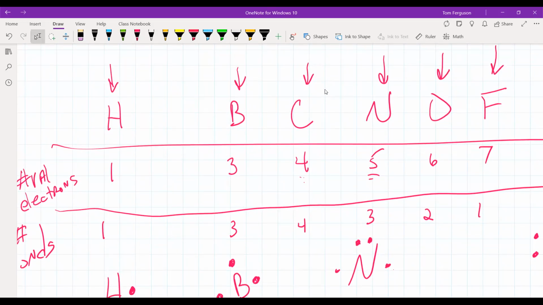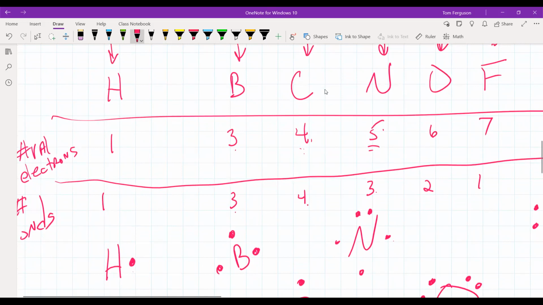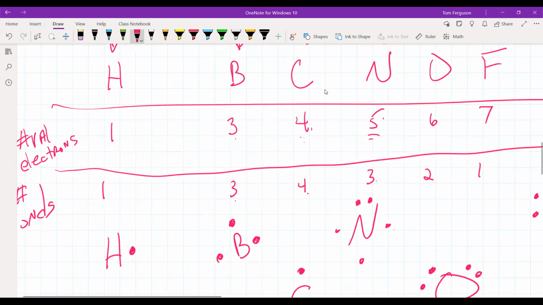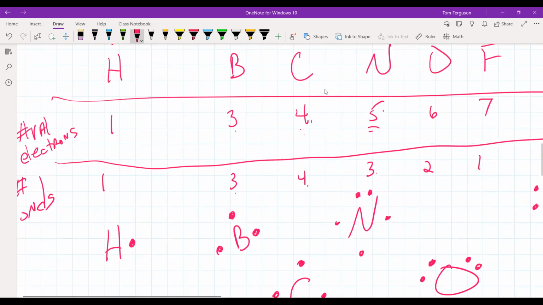So hydrogen has 1 singleton, number of bonds is 1. Boron has 3 singletons, 3 bonds. Carbon's got 4 singletons, 4 bonds. Nitrogen has 3 singletons, 3 bonds. Oxygen's got 2 singletons, 2 bonds. Fluorine has 1 singleton, 1 bond. Do you see where I get the number of bonds? Is that clear?